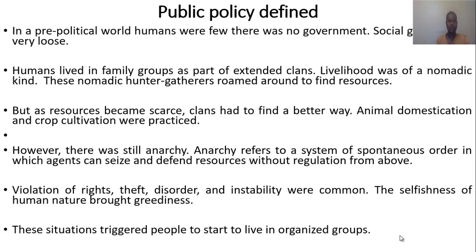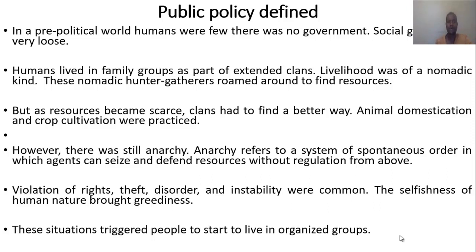To understand what we mean by public policy, let us have a basic discussion about how public policy came into existence, and this will take us to the ancient time of human civilization, that is, a pre-political world. In a pre-political world, humans were few, and there was no government. Social groups were loose, and people were scattered here and there over the world.